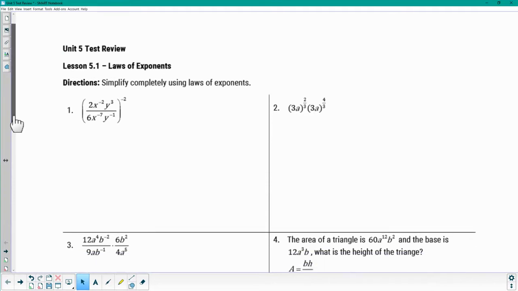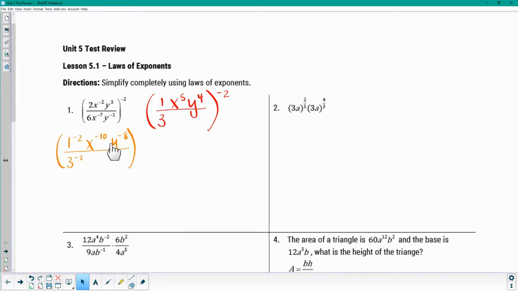So for number 1, the first thing I did was simplify the inside parentheses. So 2 over 6 changes to 1 over 3. And if I do x to the power of negative 2 minus negative 7, that becomes x to the power of 5. And y to the power of 3 minus negative 1 becomes y to the power of 4. Now that I have my inside parentheses simplified, I went ahead and distributed the exponent of negative 2 to every single term inside of the parentheses.